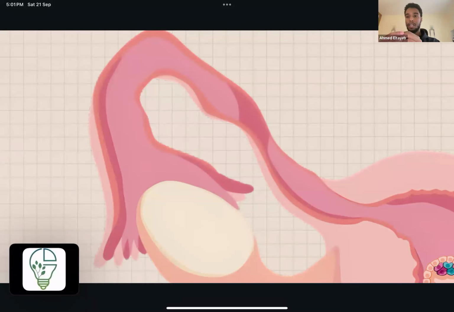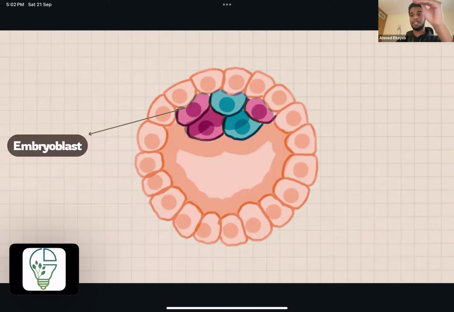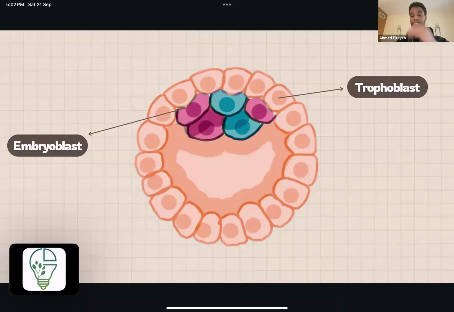A morula now has 2 distinct structures. It's not just blastomeres. It has 2 distinct structures, the inner cell mass and the outer cell mass. The inner cell mass, we call it the embryoblast. And the outer cell mass, we call it the trophoblast.